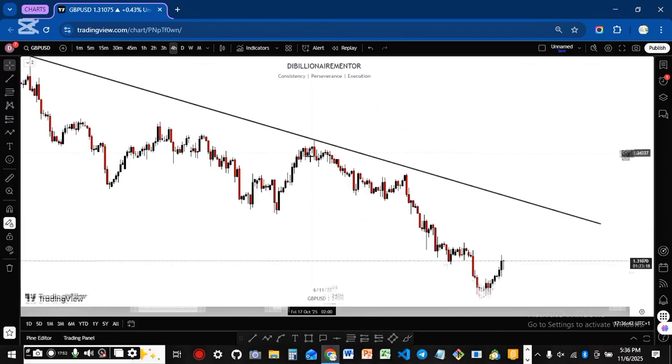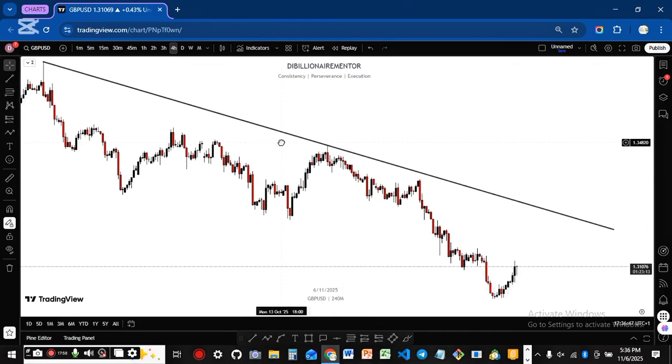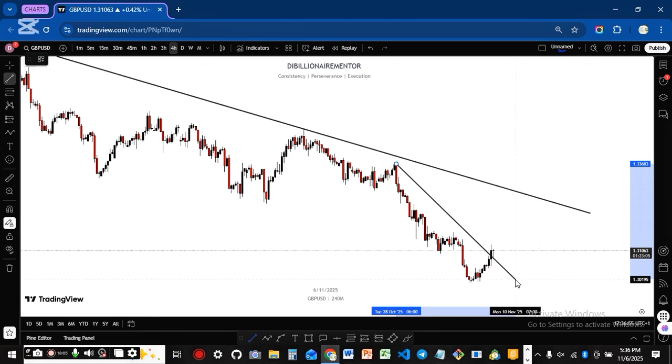So this is our normal trend line. This is our resistance trend line. This is our normal outer trend line. Then we have our inner trend line. This is my inner trend line. You can draw it from this point to this point here. This is my inner trend line.